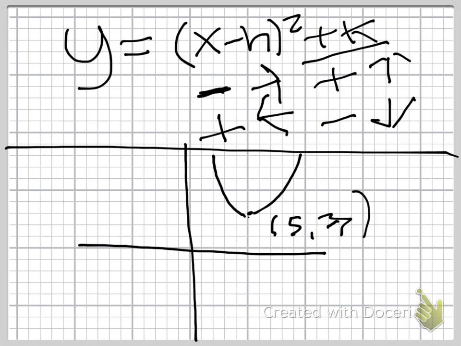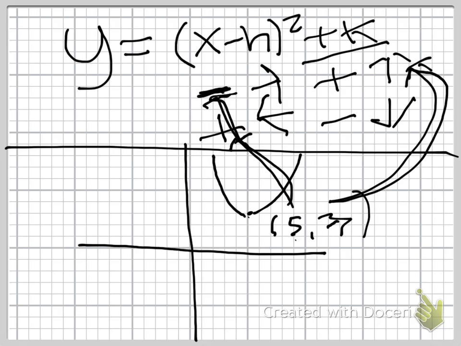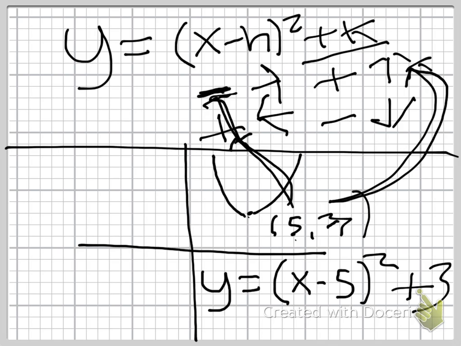All right. So, here's what we noticed. We went 5 to the right. That means inside the parentheses, I went in a negative direction, because that's what slides me to the right. And then we went 3 up, so my K value went up. That means it's positive. So my H value is a negative number and my K value is a positive number. So the equation should be y equals (x minus 5) squared, plus 3. To move right, I put a minus 5, and to move up 3, I go plus 3. That equation would give me that vertex.